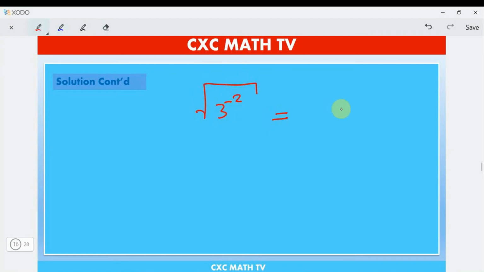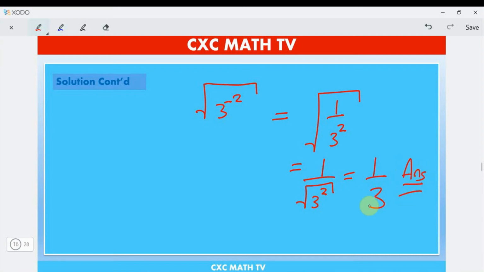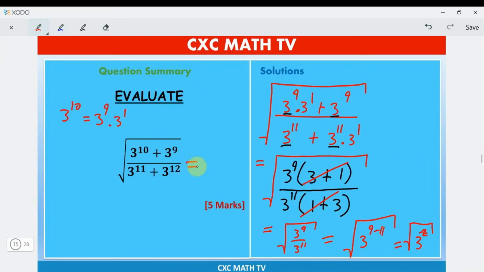But this can be rewritten as 3 to the minus 2 is just what? 1 over 3 squared. So we have the square root of 1 over 3 squared. The square root of 1 is 1. And the square root of 3 squared is what? 3. So all of this just works out to be 1 over 3. That's your answer. So this right here works out just to be 1 over 3.